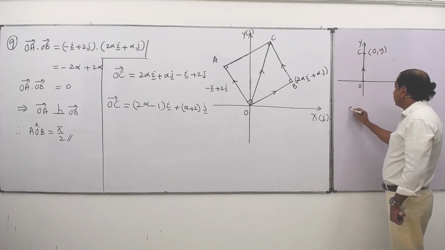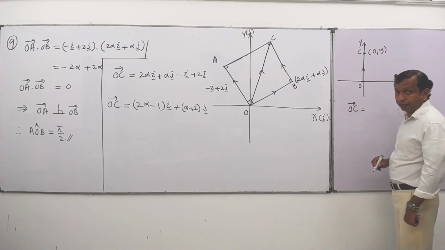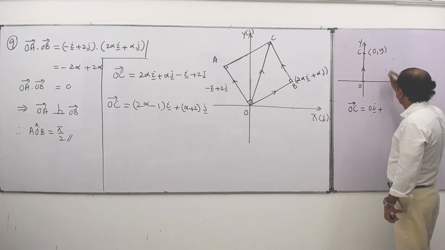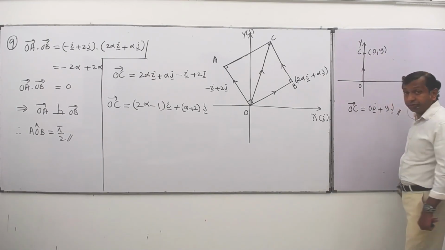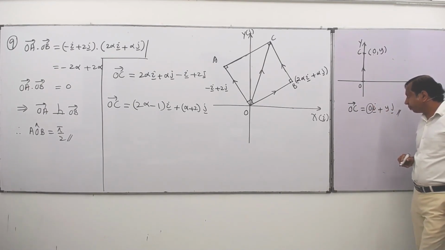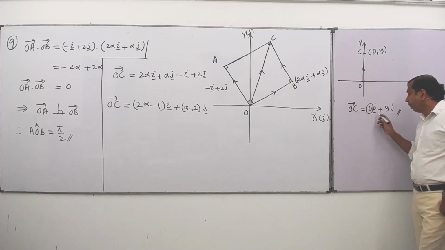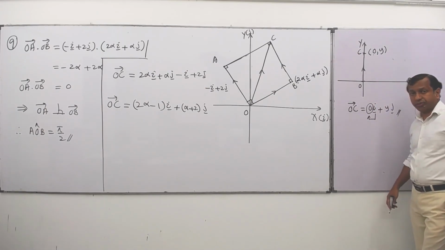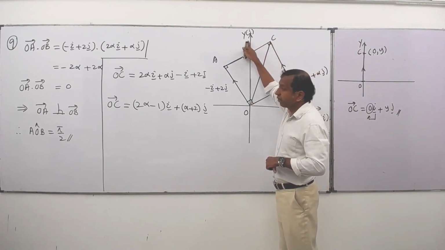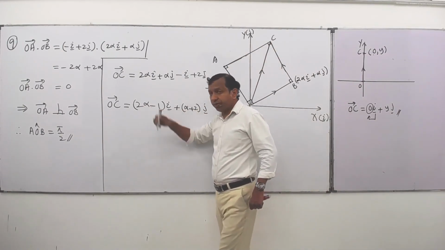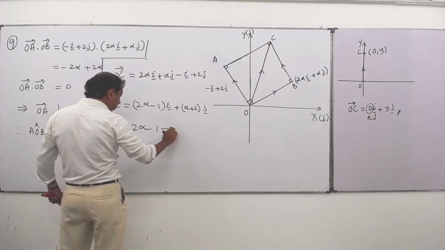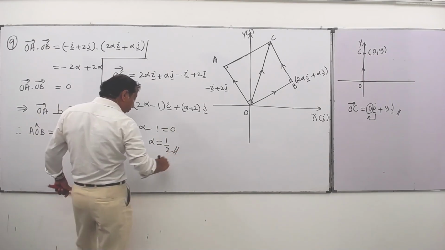If I write this vector OC, how to write? x-coordinate times i, y-coordinate times j. That's how we write, no? Since the x-coordinate of the point C is 0, being on the y-axis, the i coefficient is going to be 0. Like that, this OC vector also, if it is on the y axis, the i coefficient should be 0. This says 2 alpha minus 1 should be 0, alpha is half. This is how we take alpha.